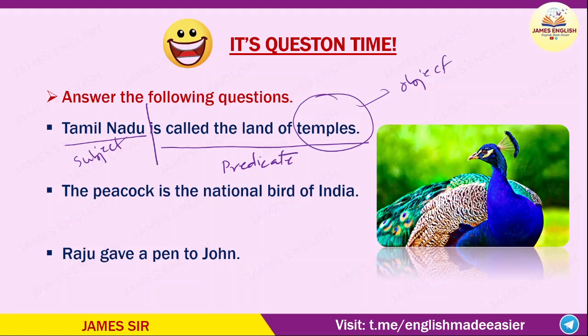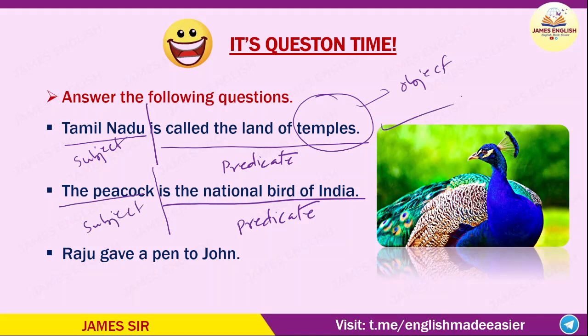Okay, second question. The peacock is the national bird of India. What is the predicate in this particular example? Is the national bird of India is called the predicate. Very good. What is the subject here? The peacock. We are talking about the peacock. What is the object here? India. India becomes an object.